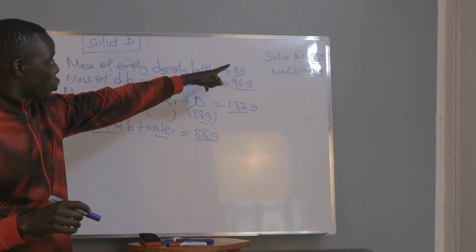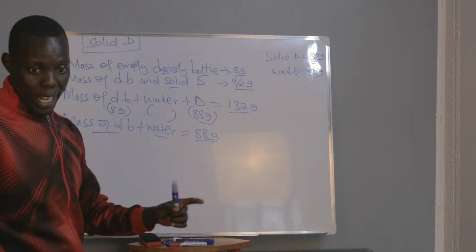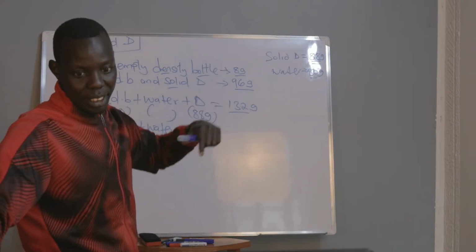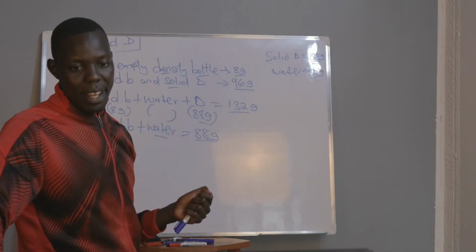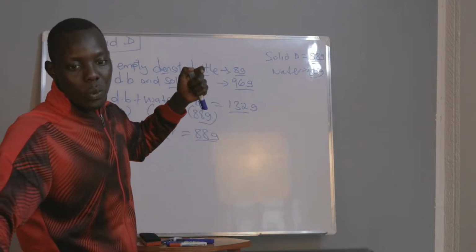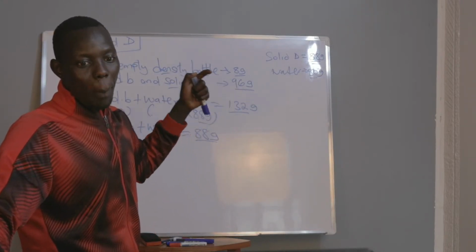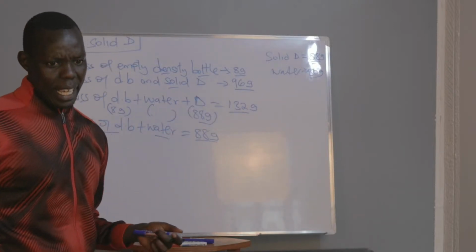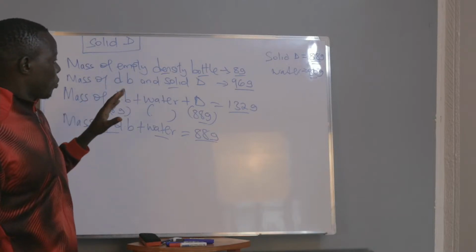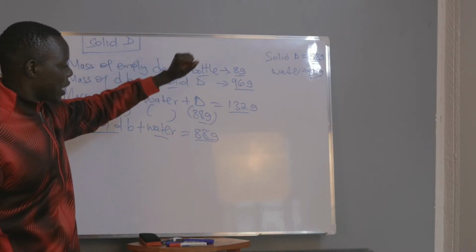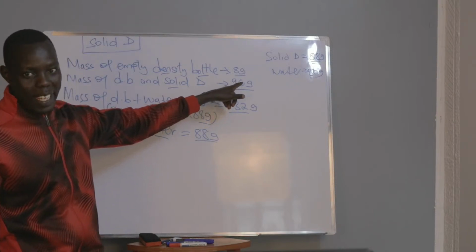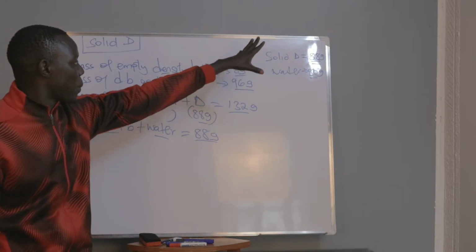And for us to calculate the density of solid B, we need its mass, whereby we already have the mass, 88 grams. And now we want to get the volume of this particular solid B. Now, if this bottle, which is of mass 8 grams, was filled with solid B, it can be like 96 grams. So the mass of solid B is about 8 grams.